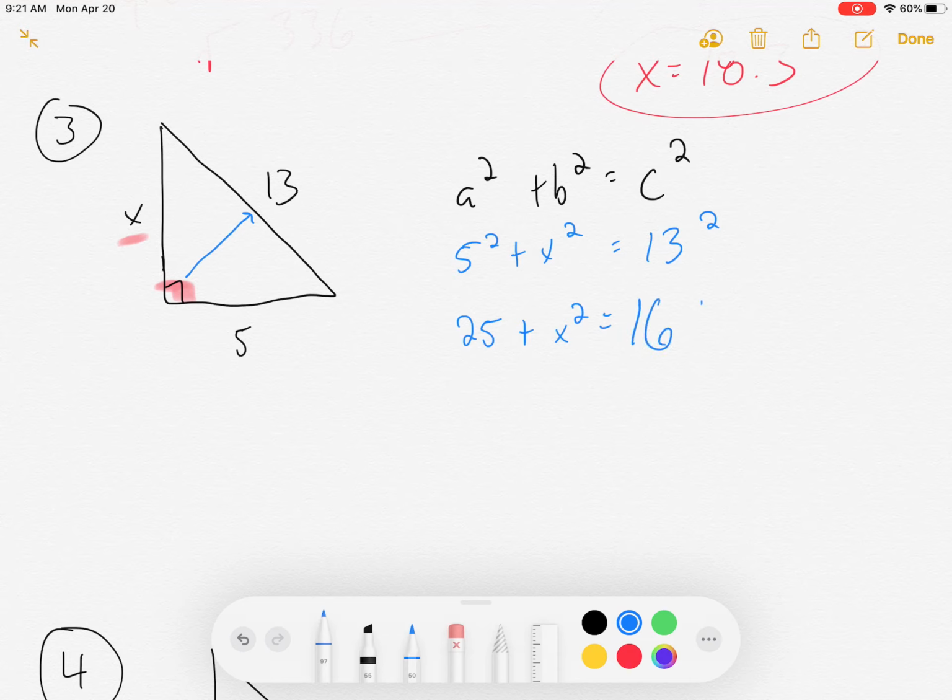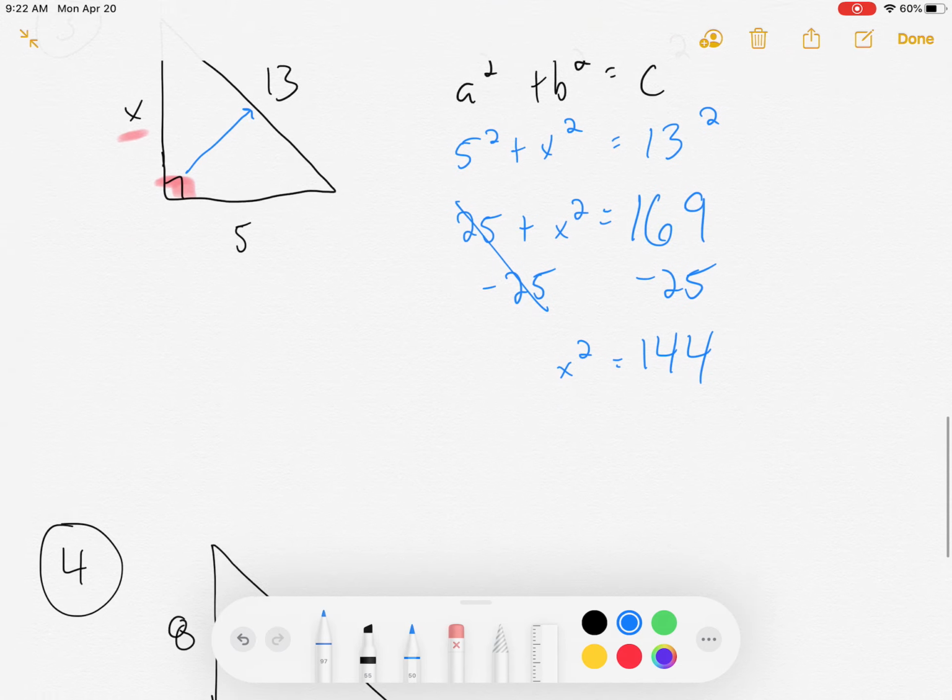In your head, perfect squares card, calculator, I don't care. 13 times 13. Any way you do it, you should get 169. Okay, again, our goal is to get x squared by itself. To do that, we're going to minus 25, minus 25. When we minus 25 from both sides, we are left with x squared equals 169 minus 25. We should end up with 144.